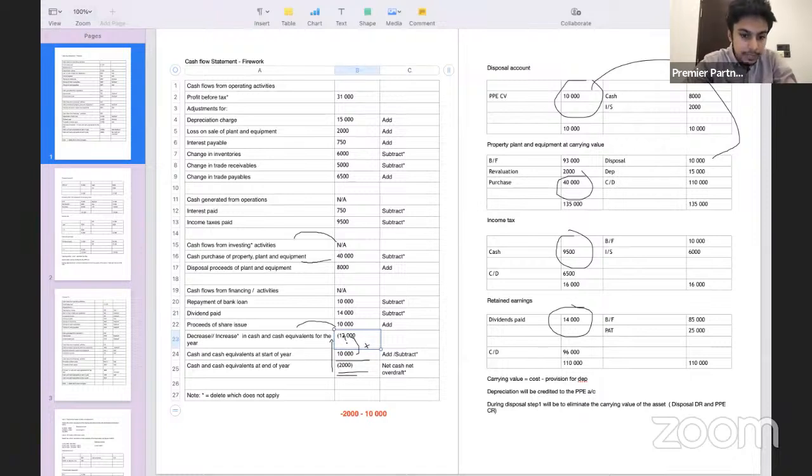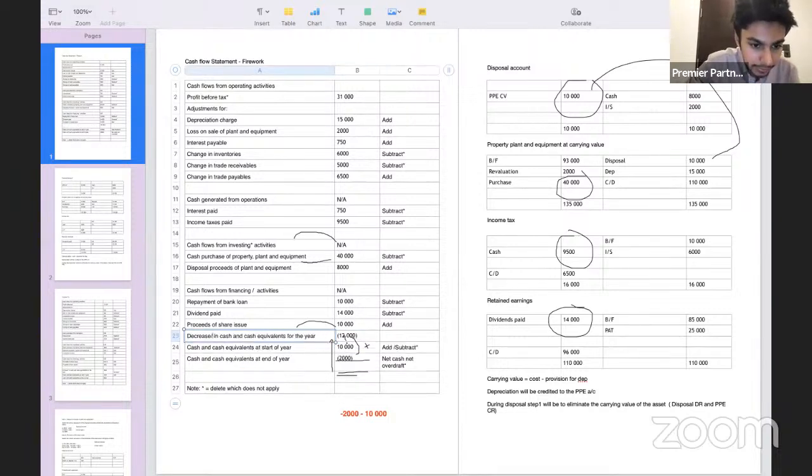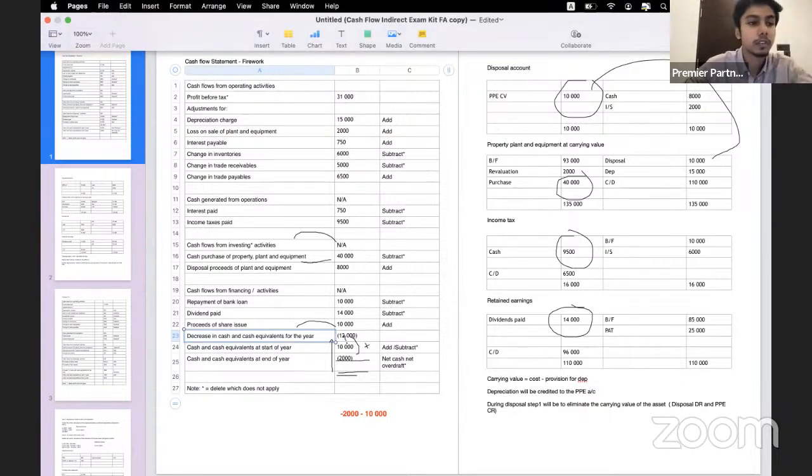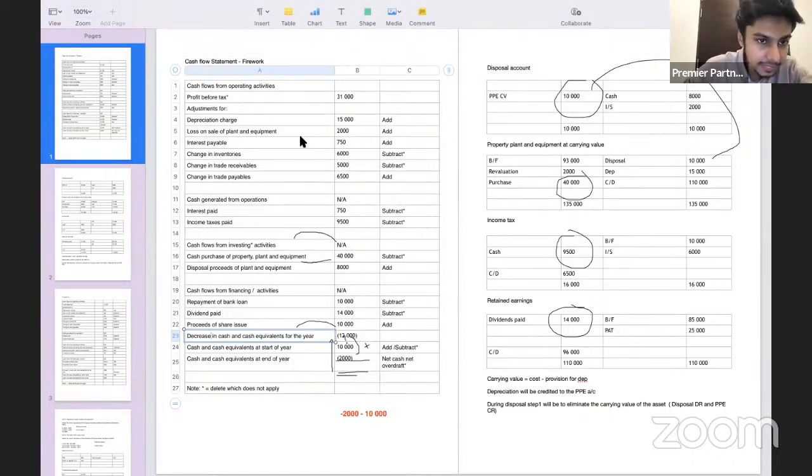Because it's a minus answer, right? You have to delete the word increase. So, because it's a minus, it's a decrease in cash and cash equivalent. So, guys, remember, operating activity, investing activity, financing activity, they won't ask you to do it in the exam. What they will ask is this last answer.